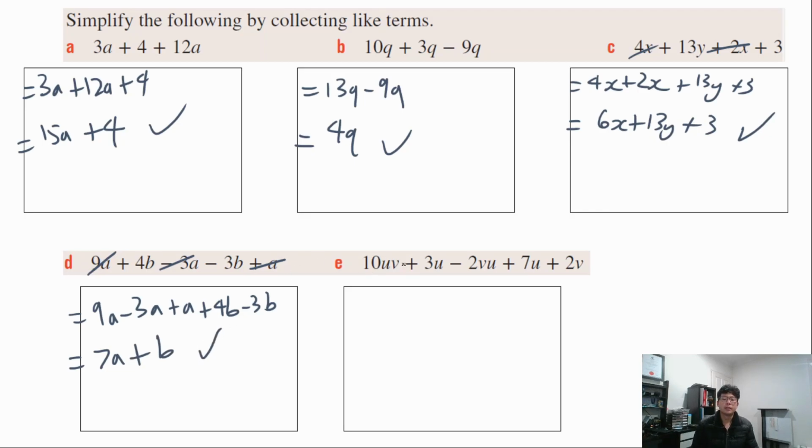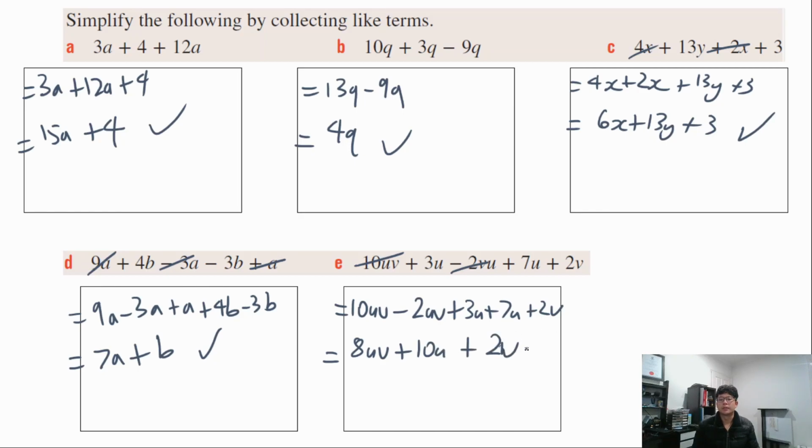And the last one, 10uv plus 3u minus 2vu plus 7u plus 2v. This might look pretty long, but let's have a go at it. That gives me 10uv minus, this is a like term, 2, I'm just going to write it 2uv instead of vu. Get rid of the ones that we've used, plus 3u plus 7u plus 2v. So 10uv minus 2uv, that gives me 8uv plus 10u plus 2v. Give yourself a tick if you got that one correct as well.